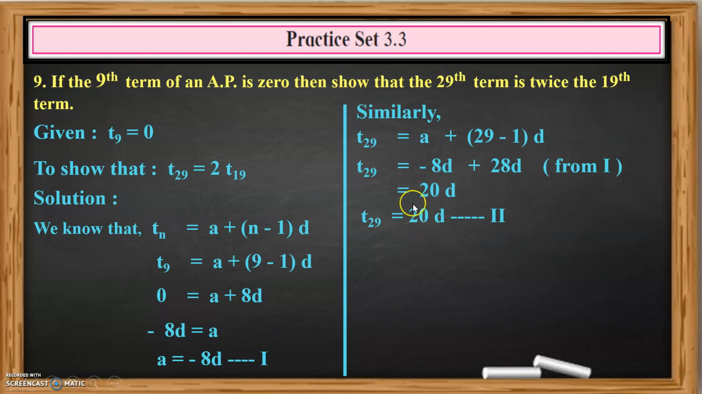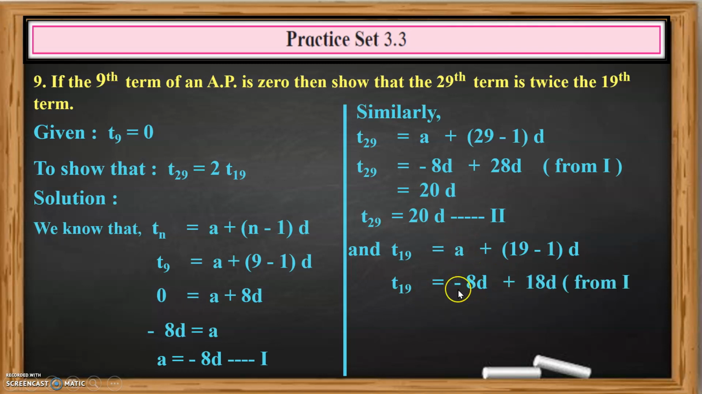Okay, now what is our next step? We have finished finding T29. Now we will find T19. T19 is equal to a plus (19 minus 1)d. Now again a is minus 8d, so I have substituted here plus 18d. This is from 1. And when I simplify minus 8d plus 18d, I get 10d. So that means I have got T19 as 10d.